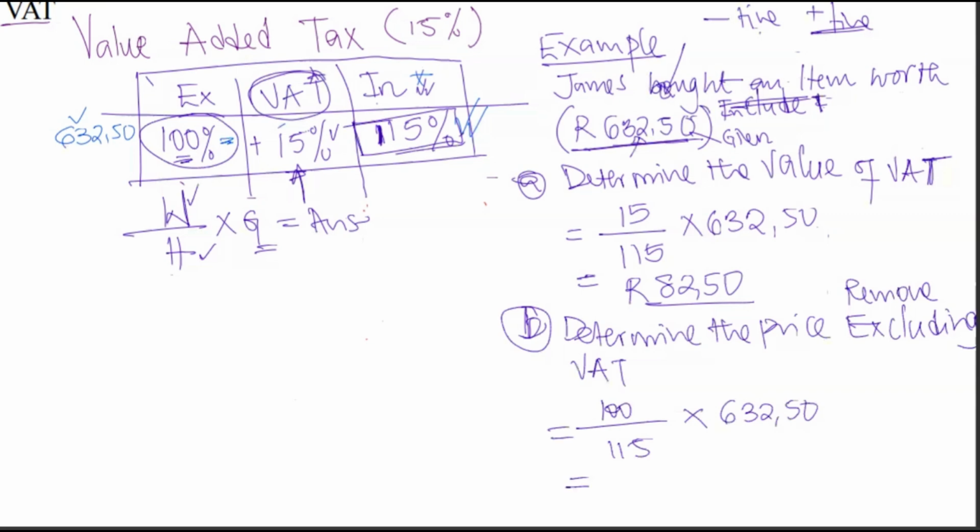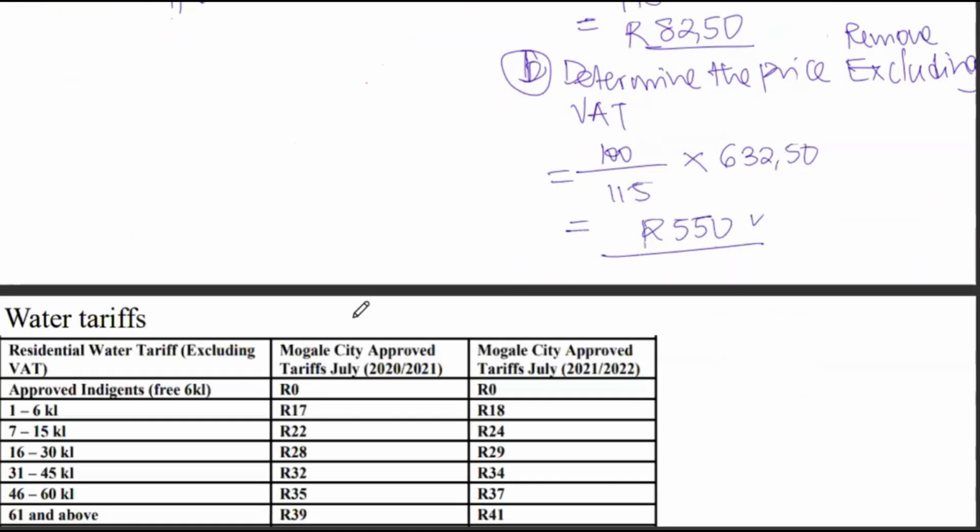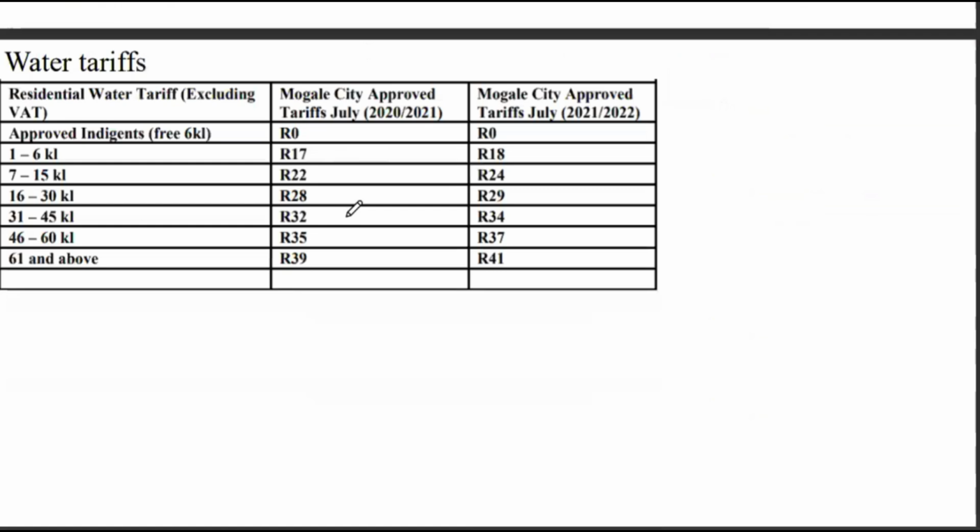And when you do this, you end up having 550. Those of you who have been following remember very well that this is where we started from. You understand? I've shown you how we work backwards. All right, let's look at what we call water tariffs.